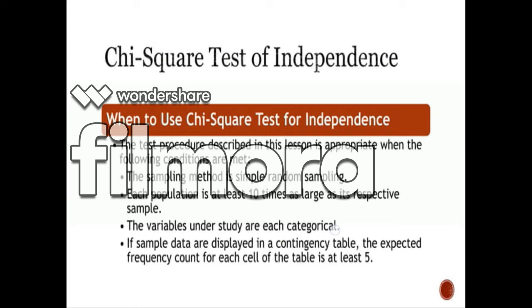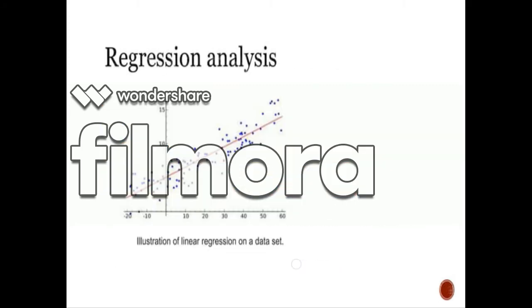The errors are uncorrelated. The variance of the error is constant across observations. If not, weighted least squares or other methods might instead be used. And so this is how the regression analysis is being presented. So this is an illustration of linear regression on a data set.